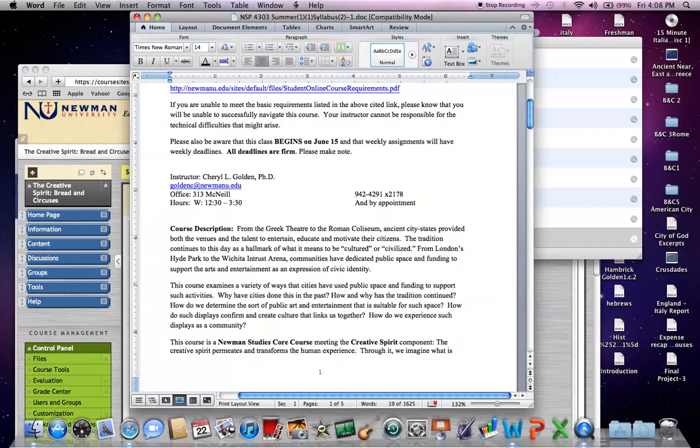But again, this idea of the city as an institution in civilization is absolutely what most historians consider to be one of the key features for identifying civilization, for identifying how people come together and live together and work together.